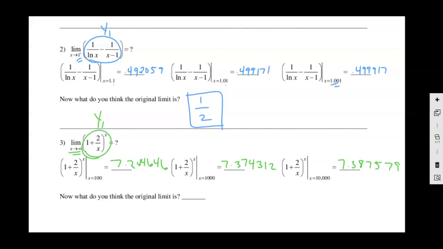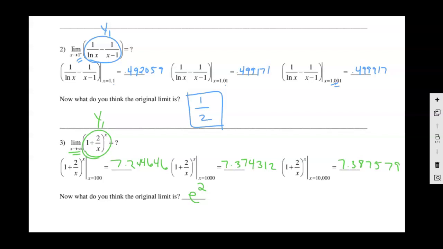Now, the actual value for this ends up being e squared. Remember, e is a constant, about 2.7. But that value, e squared, that is what it's trending towards. That's the number that's about 7.38, whatever. We're going to prove that in just a little bit in one of the examples.